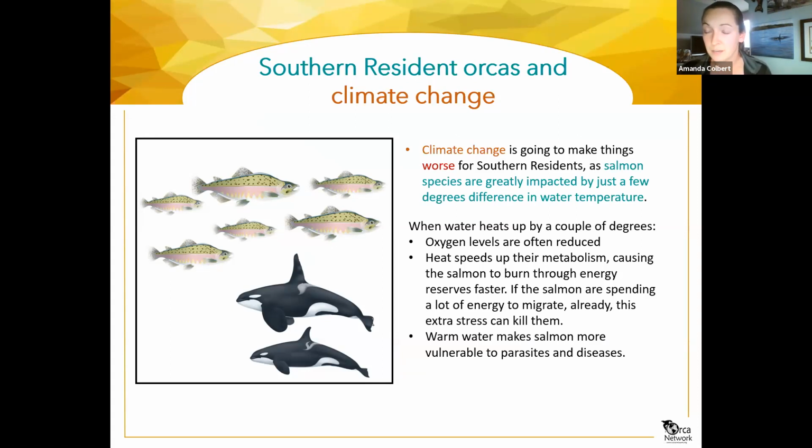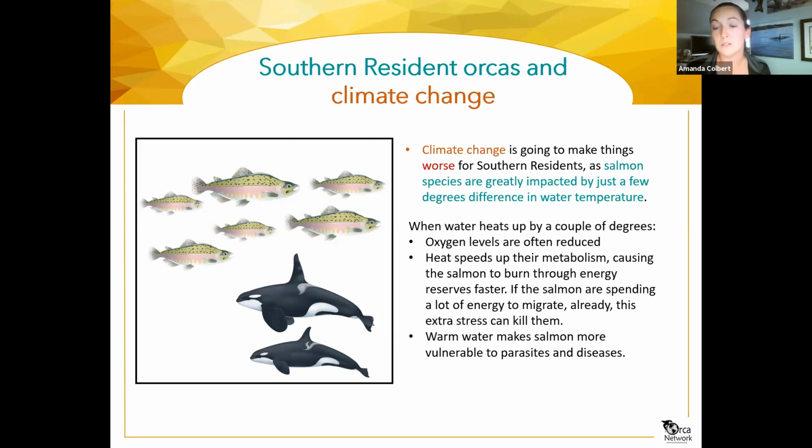Heat actually speeds up the metabolism for salmon. And what happens is it causes the salmon to burn through their energy reserves faster than if they were traveling in cold water. And when that is really, really dangerous for salmon is when they are migrating from either the ocean into the streams so that they can spawn, or when they've been hatched and they've grown big enough that they're ready to out-migrate from the river to the ocean. It takes a lot of energy, and they're really trying to get from one place to the next as quickly as possible. So if they're spending a lot of this energy migrating already, then their metabolism speeding up, causing them to burn more energy, can actually kill them prematurely.